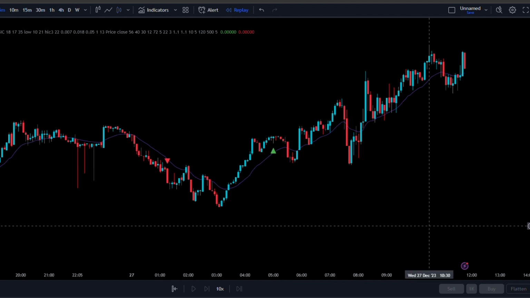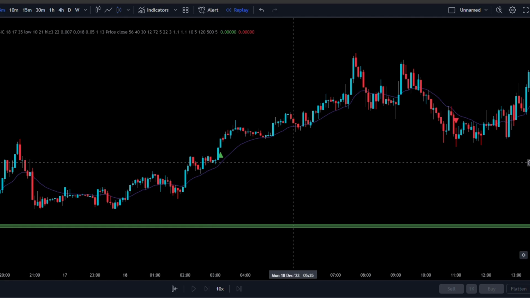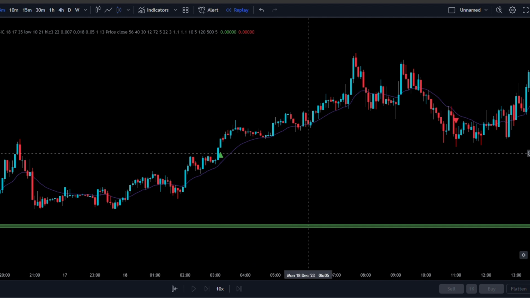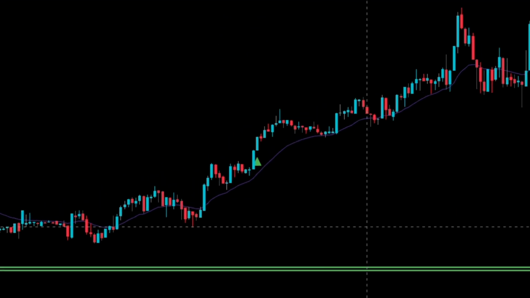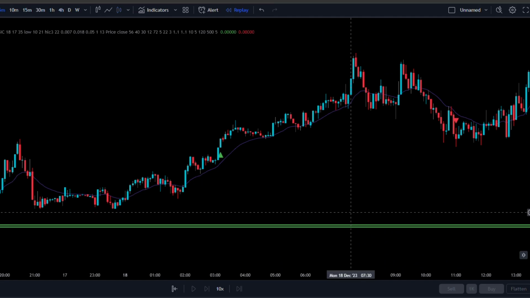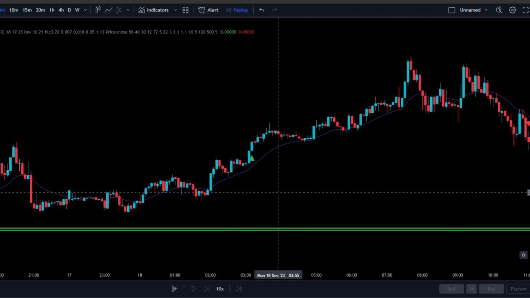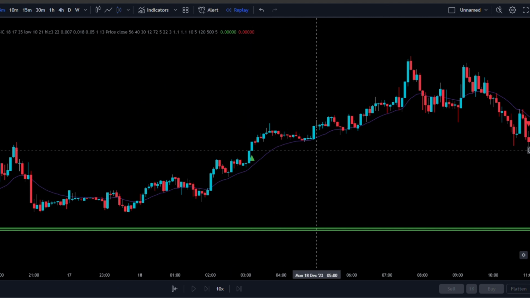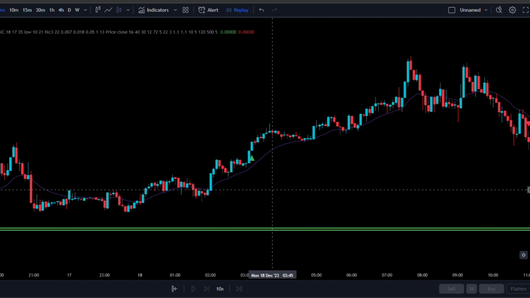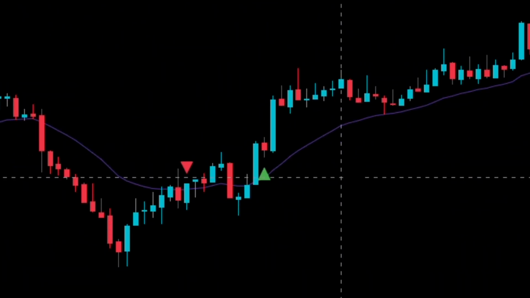So let's go over the exact entry criteria. This is your entry criteria when looking for long positions. First, we need to make sure we're above the purple line, signifying we're in a bullish structural market. Then we're going to wait for our entry signal, which is a green triangle to appear. But for this to be a valid entry signal, the candle above the green triangle must also be a bullish candle. If it was a bearish candle, we would not be taking this trade.